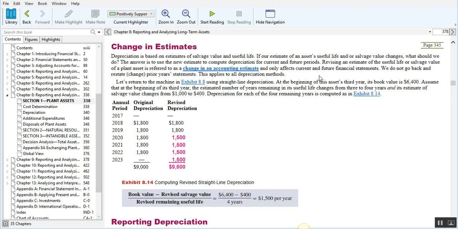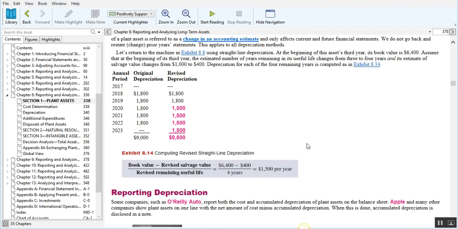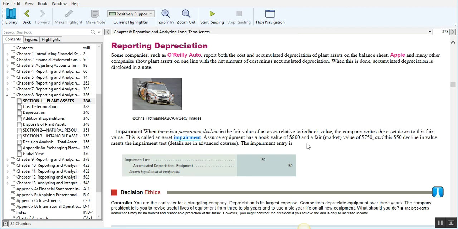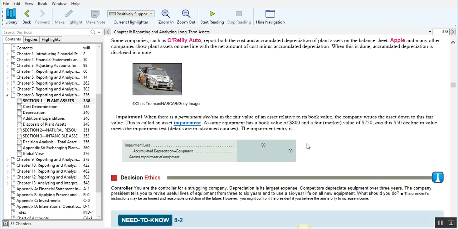So you take 6,400 minus 400, gives you 6,000 divided by whatever time is left. In this case, 4 years. And you're going to get $1,500 per year. And that, by the way, will be shown on a present time going forward. You don't ever go back and restate an estimate. You basically move forward. You don't go back and restate that. So that's the calculation for your information.